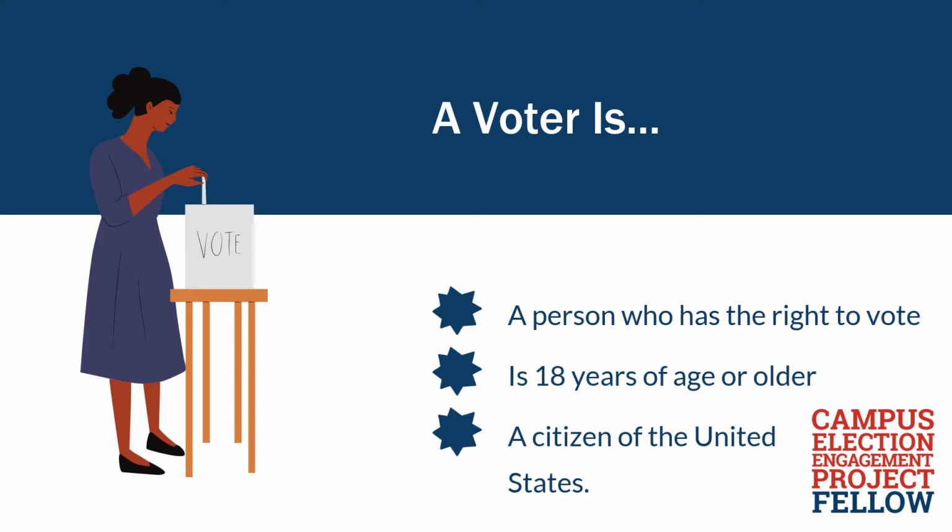Before we get into the logistics of voting, it's important to start with knowing who a voter is. In the United States, in order to participate in an election, regardless of what state you reside in, you must be a citizen, and you must be 18 years old on Election Day. So what does that mean? It means that if you are 17 years old prior to your state's registration deadline, but will be 18 on Election Day, you can register to vote.